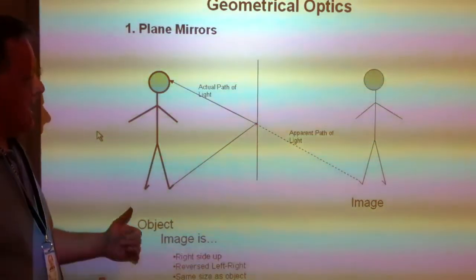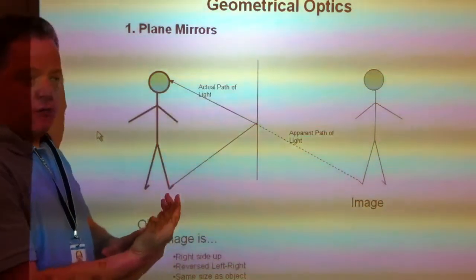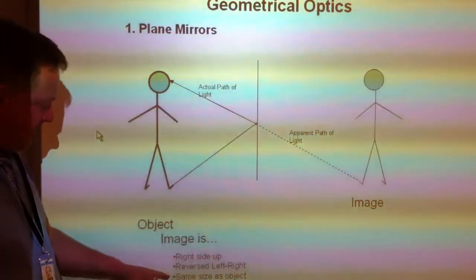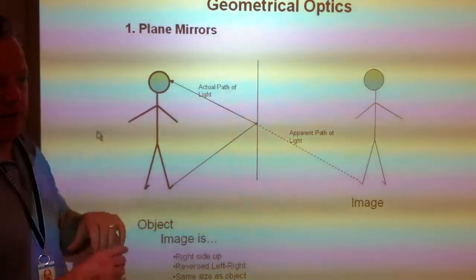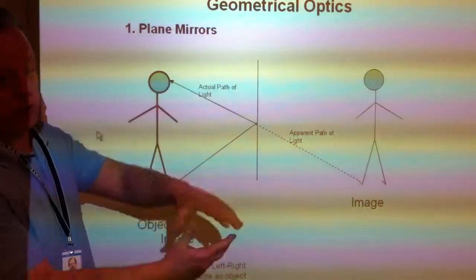Now, this may not always be true. It's always true for a plane mirror, but if I have a curved mirror, the image can be upside down or right side up, it depends, okay? And it's not always the same size. It could be shrunk or it could be magnified. If you think of a funhouse mirror, it makes things get magnified or shrunk.